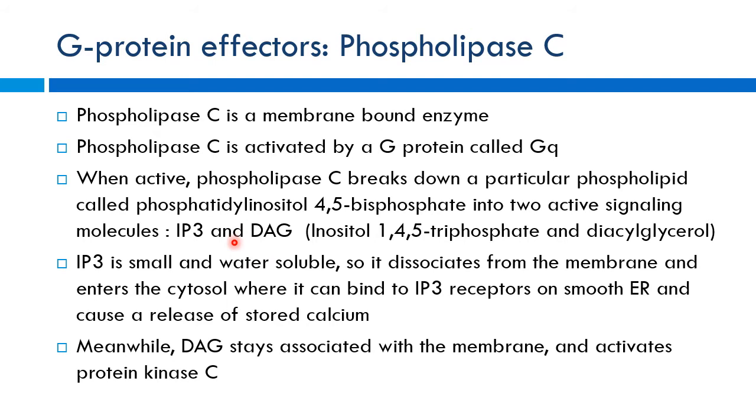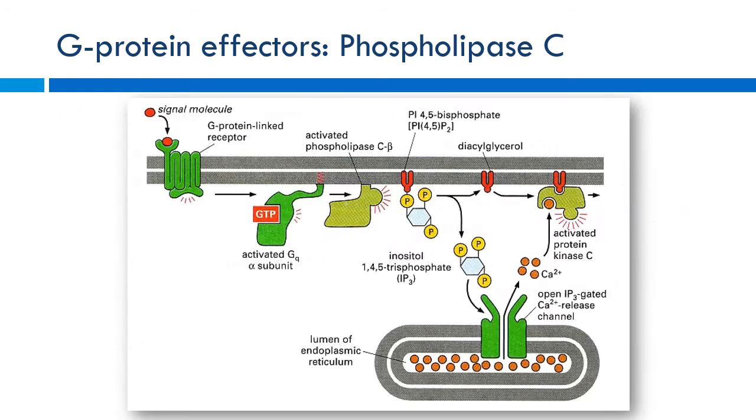And then what you're going to find once this occurs, IP3 will dissociate from the cell membrane and can cause things like release of calcium from the endoplasmic reticulum. Okay, you're also going to find that the DAG is going to stay associated with the membrane and then will activate things like protein kinases, similar to what we saw with things like cyclic AMP, right? So this makes more sense on the picture.